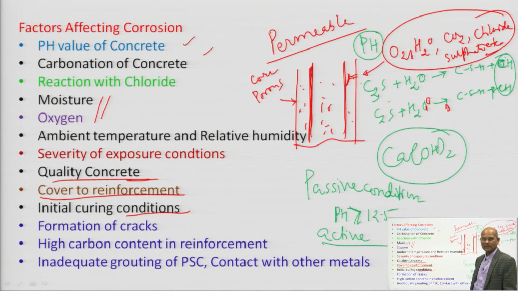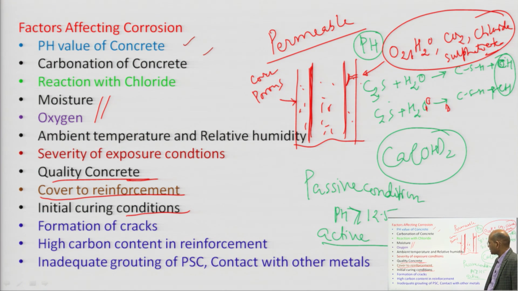Like you have alkali aggregate reaction, okay. There is a formation of gel. That is also going to increase the cracks. So, through those cracks there will be ingress of water, I mean moisture, carbon dioxide, oxygen. So, that is going to increase your rate of corrosion. Similarly, if you have high carbon content in the reinforcement, that is also prone to more corrosion, because there will be potential differences at different places.